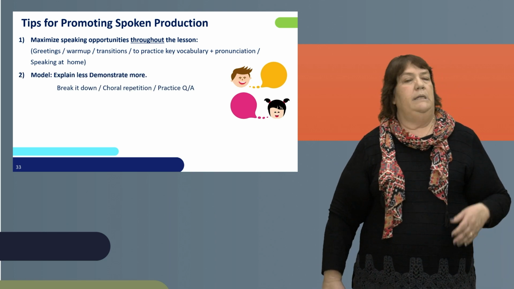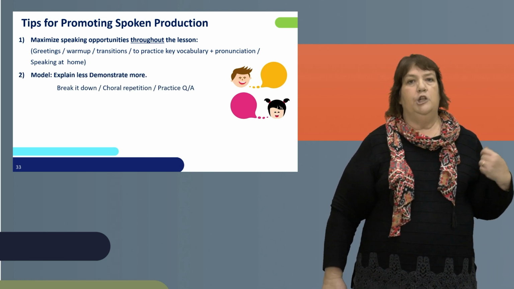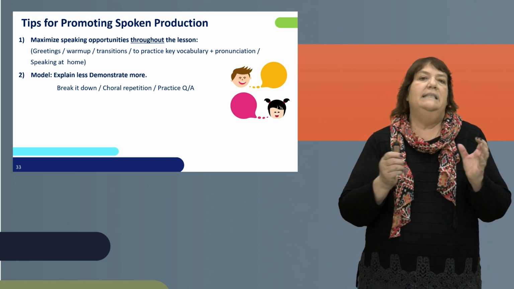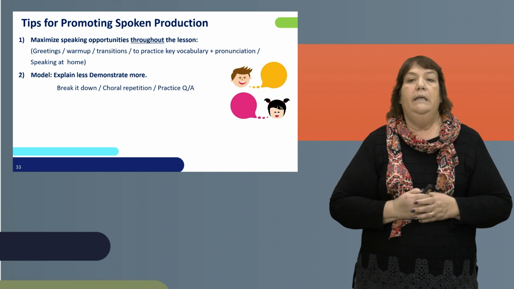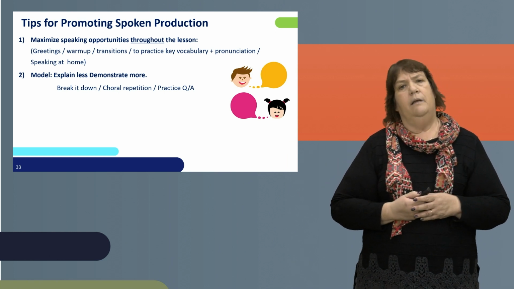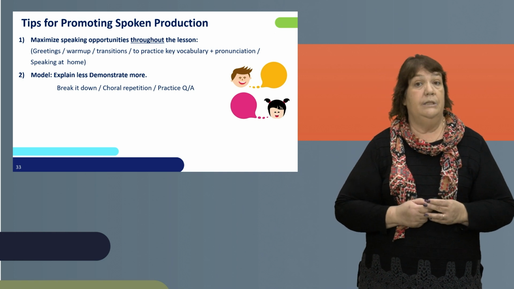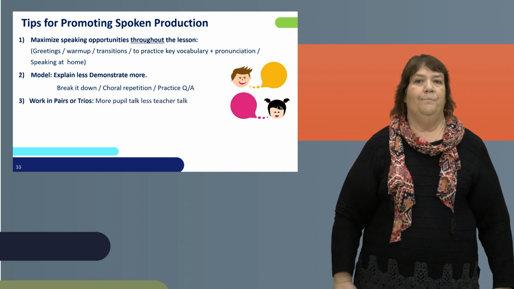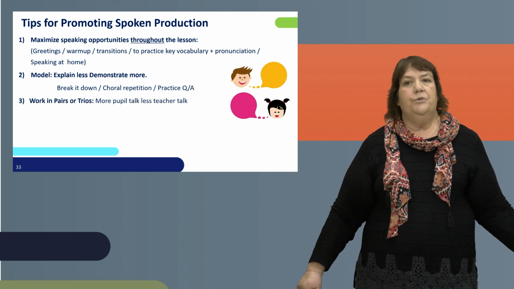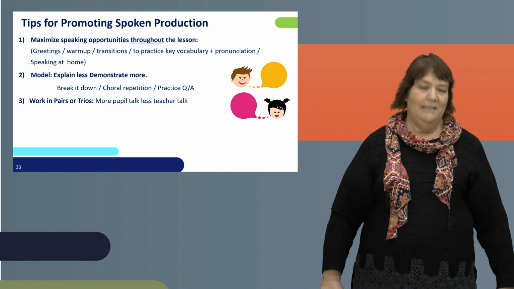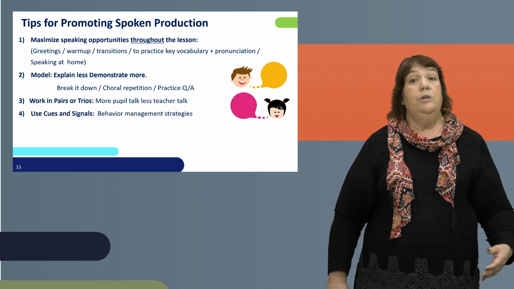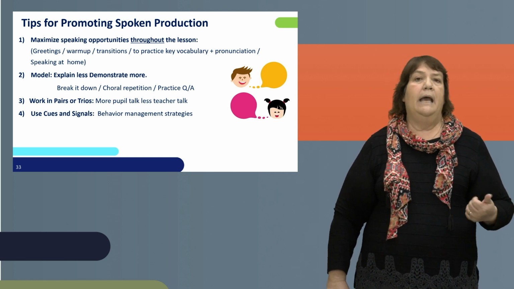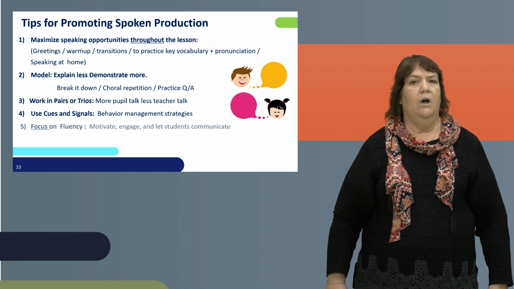We need to model, we need to explain less in words and show more, demonstrate more. We need to break them down, part of the sentence, then the next part of the sentence. We need a lot of choral repetition. We need to practice the questions and answers. And this is critical if we don't want the students to speak in their native tongue. Best to work in pairs or trios, more pupil talk, less teacher talk. Using cues and signals are critical with young learners, whether it's counting or some of the things you saw here.